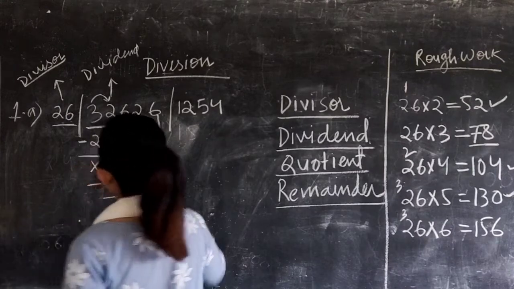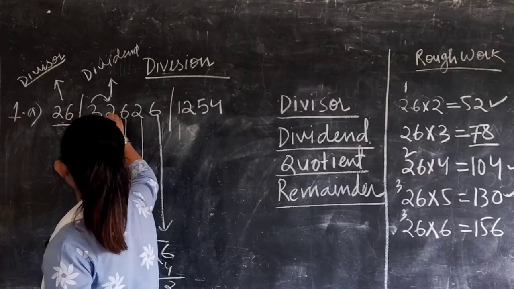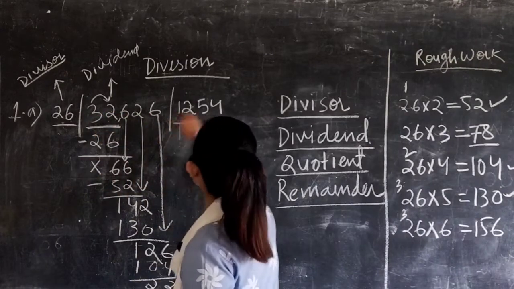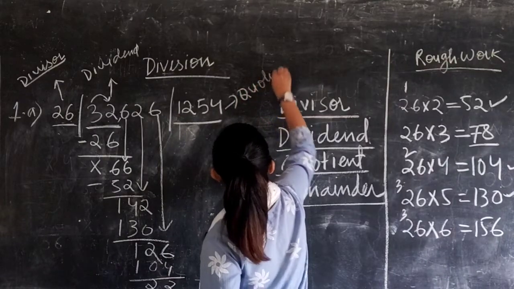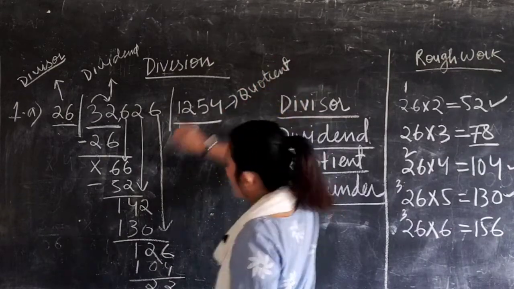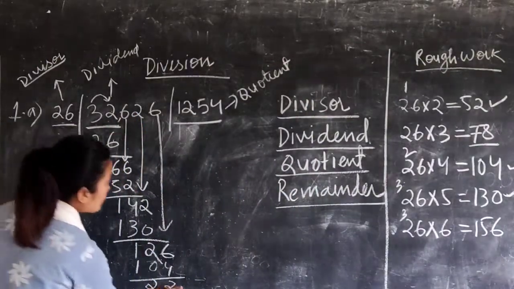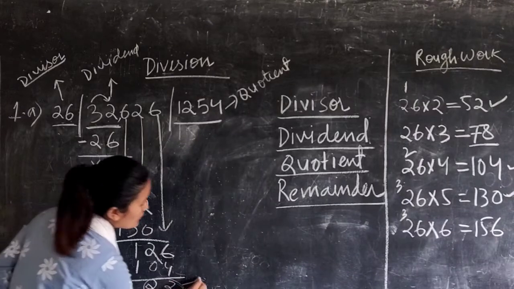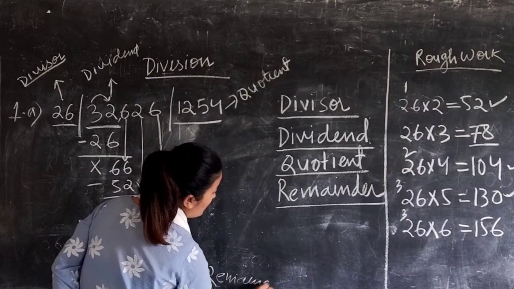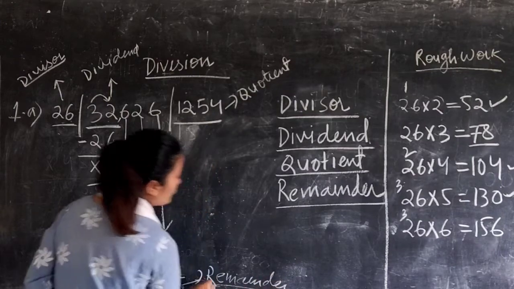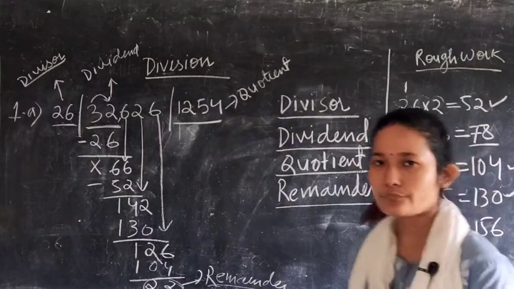So here your divisor is this 26, your dividend is this one, and this one is your quotient, and since this number could not be completely divided by 26, the remaining number, this one, is the remainder. So I hope you understood these four terms, right?